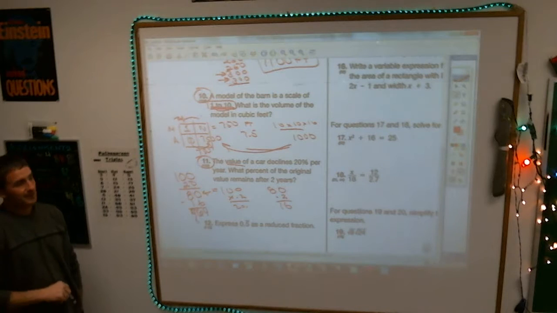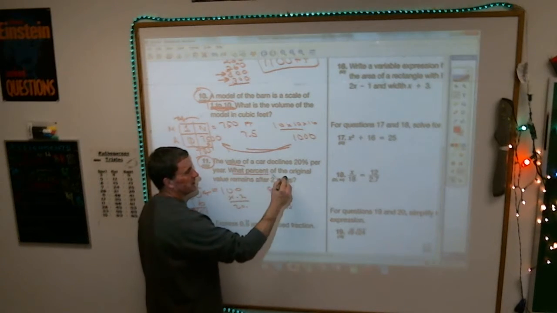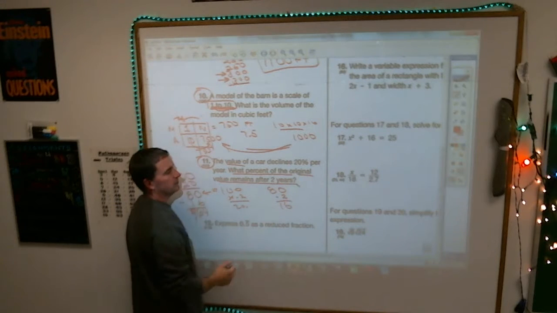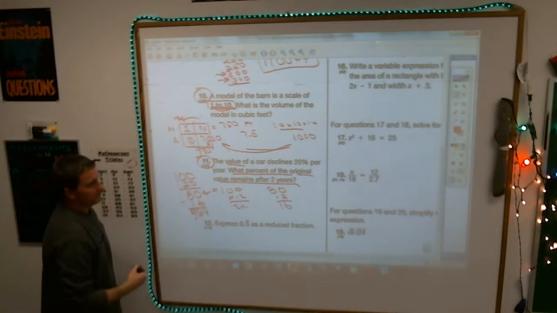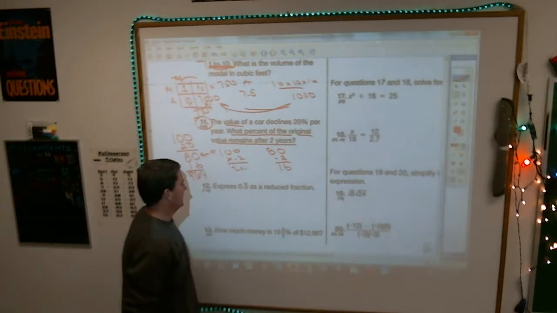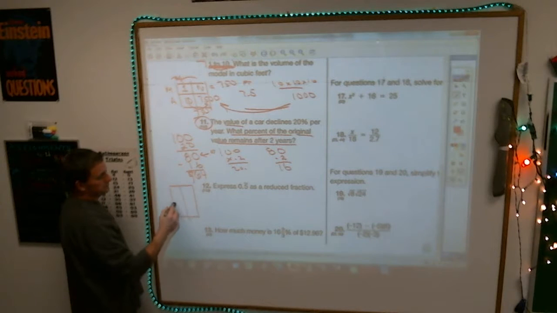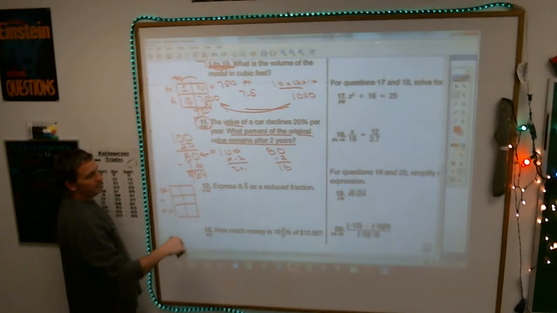Okay? Now you just have to figure out what they asked you. What percent of the original value remains after 2 years? Which means, the best way I can tell you to do this, because there's a little thinking there, is do your little percent box. You've got the original percent, it's a decrease in percent, and you've got your final number. Well, my final number was 64.